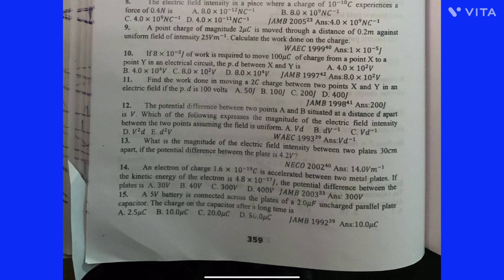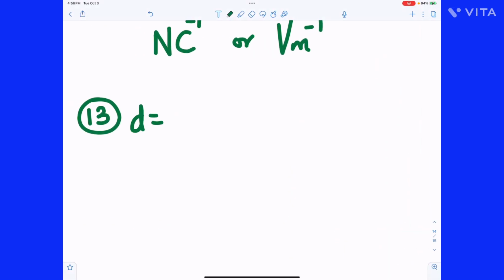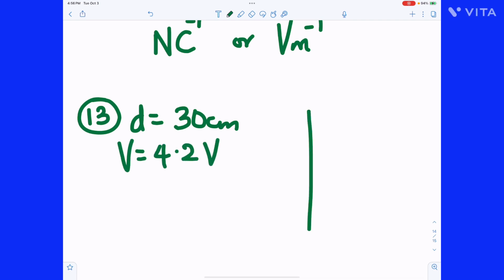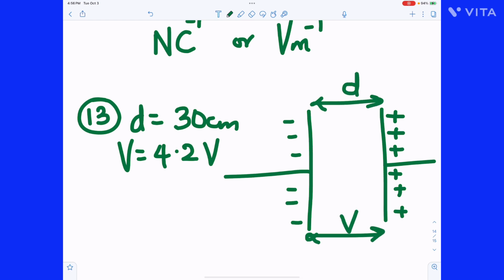It says, what's the magnitude of electric field intensity between two plates 30 centimeters apart if the potential difference is 4.2 volts? Distance between the plates 30 centimeters apart. Potential difference is 4.2 volts. Assume that the plate is like a capacitor plate with negative plate and what? Positive plate. The potential between the two plates is given as V. The separation between the two plates is given as D.